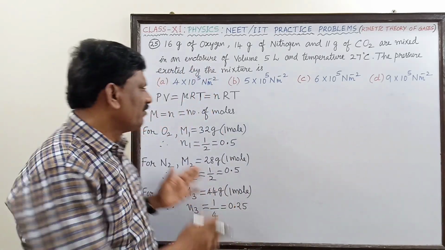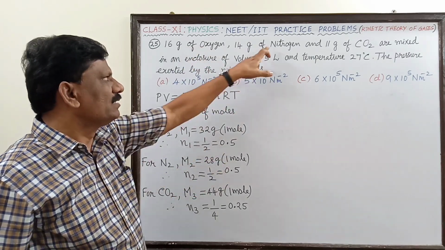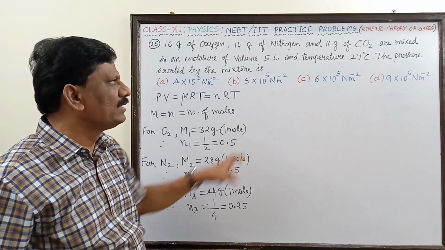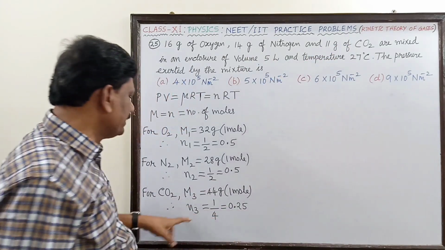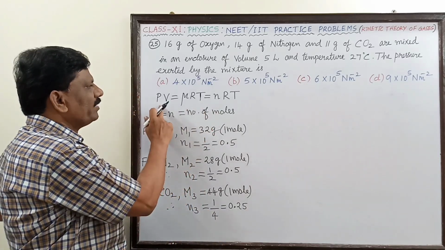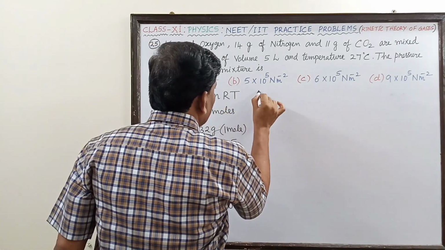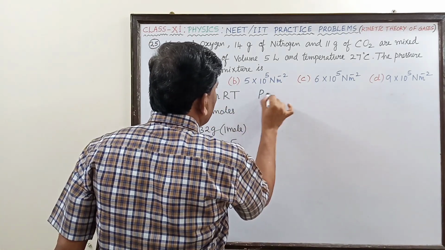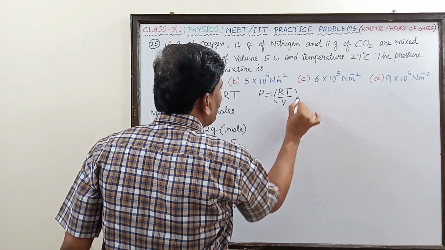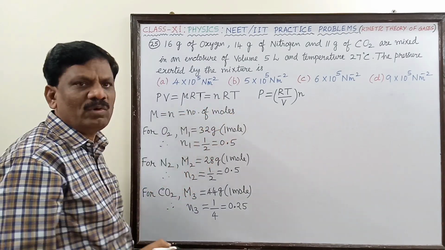Good. Number of moles present in 16 gram of oxygen is 0.5. Similarly, 14 gram of nitrogen corresponds to 0.5 moles, and 11 gram of carbon dioxide corresponds to 0.25 moles. So this equation now, PV is equal to mu RT or nRT, I am going to rewrite. So from this, P is equal to RT by V into number of moles.